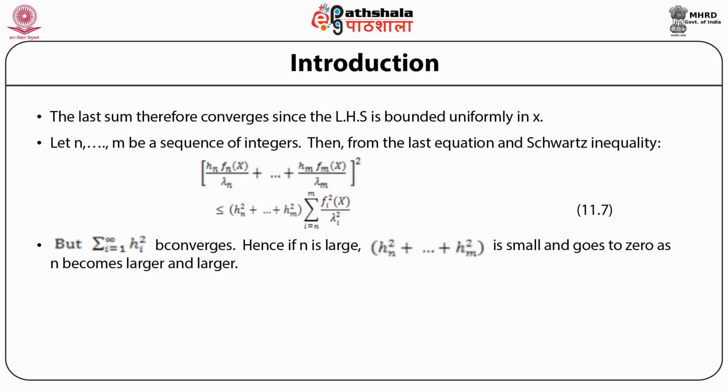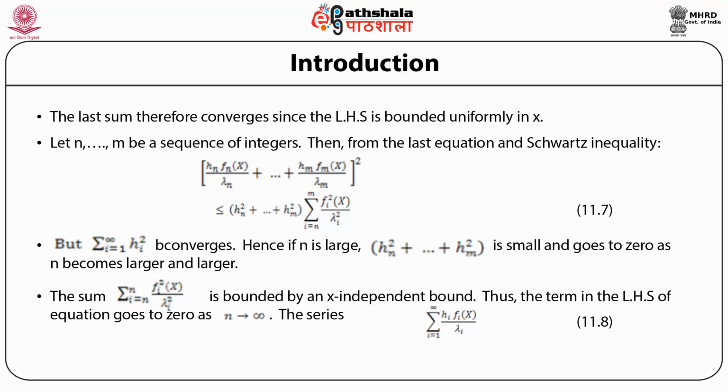But the sum over i equal to 1 to infinity of h_i squared converges. Hence, if n is large, h_n squared plus h_{n+1} squared etc. up to h_m squared is small, and it goes to 0 as n becomes larger and larger. The sum over i equal to n to m of phi_i squared(x) by lambda_i squared is bounded by an x independent bound. Thus, the term in the left-hand side of the equation goes to 0 as n goes to infinity. The series sum over i equal to 1 to infinity of h_i phi_i(x) by lambda_i therefore converges uniformly and also absolutely.